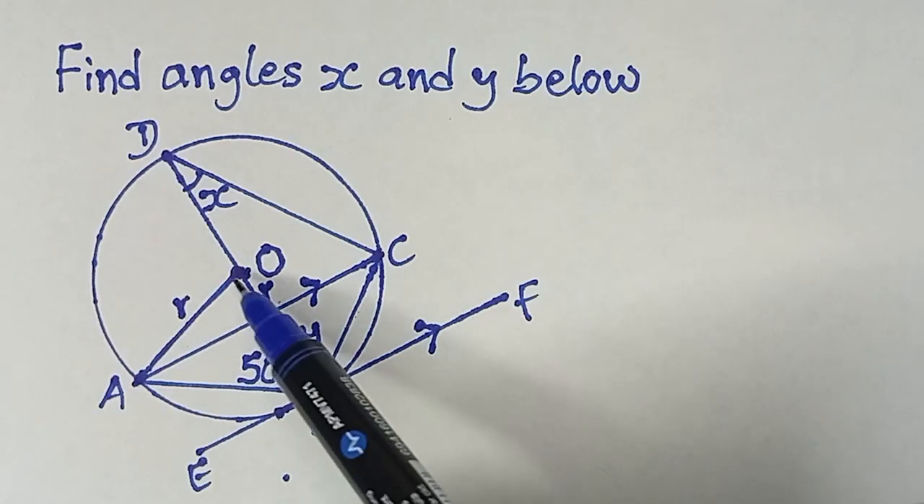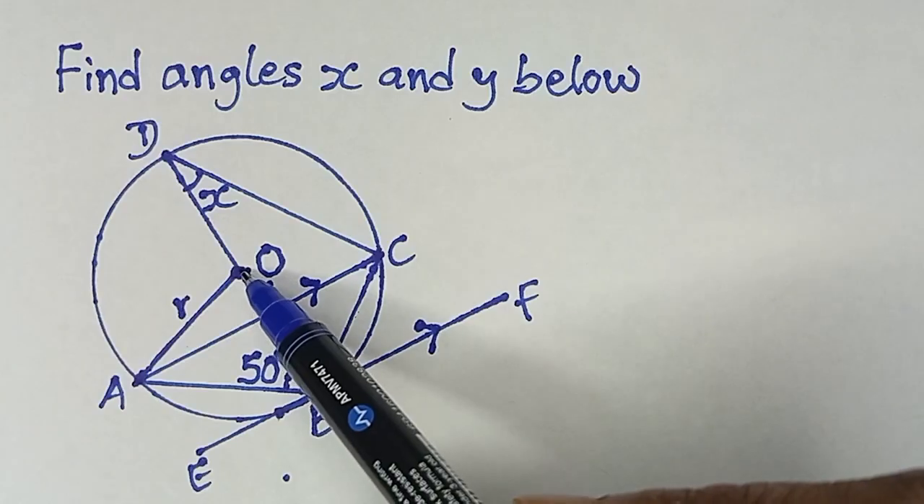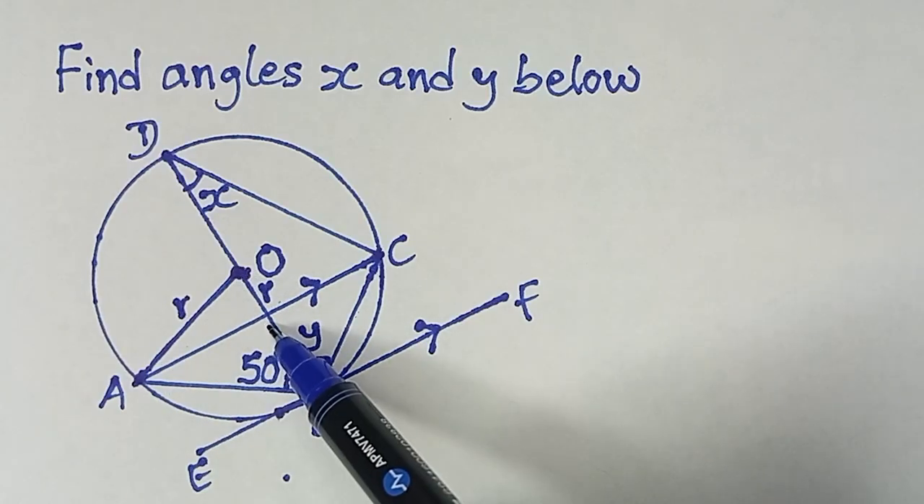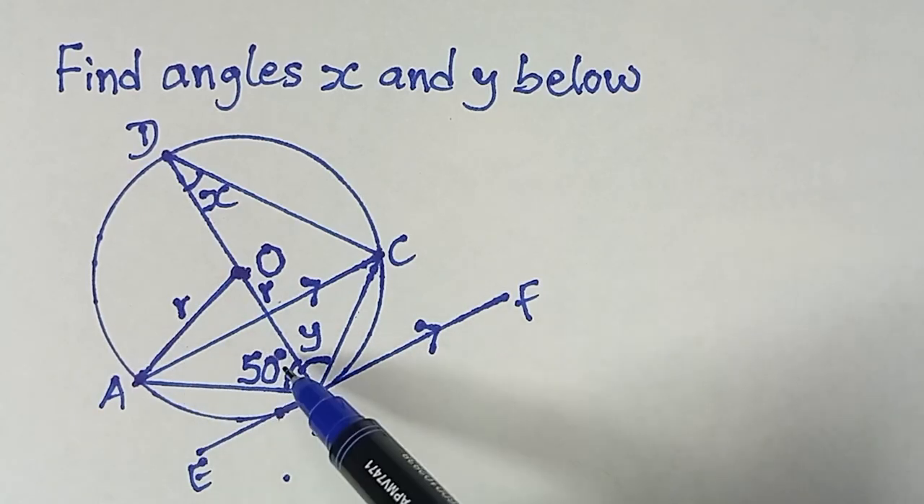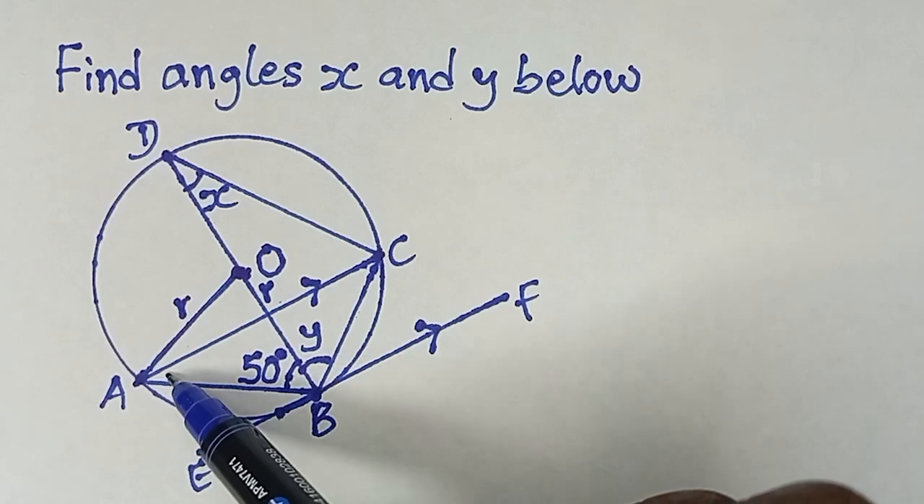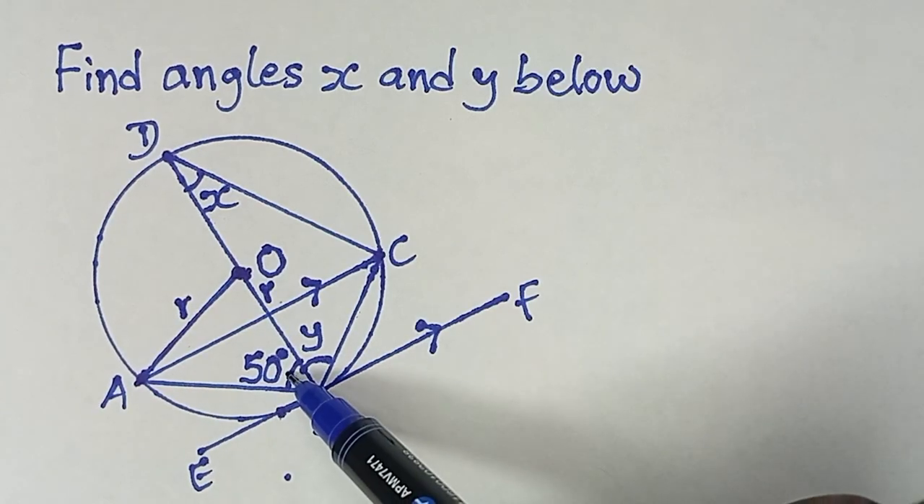So because of that, we agree that this triangle is an isosceles triangle. A triangle where two sides are equal is called an isosceles triangle. And then there's a theorem for isosceles triangles that says that the base angles of an isosceles triangle are equal.